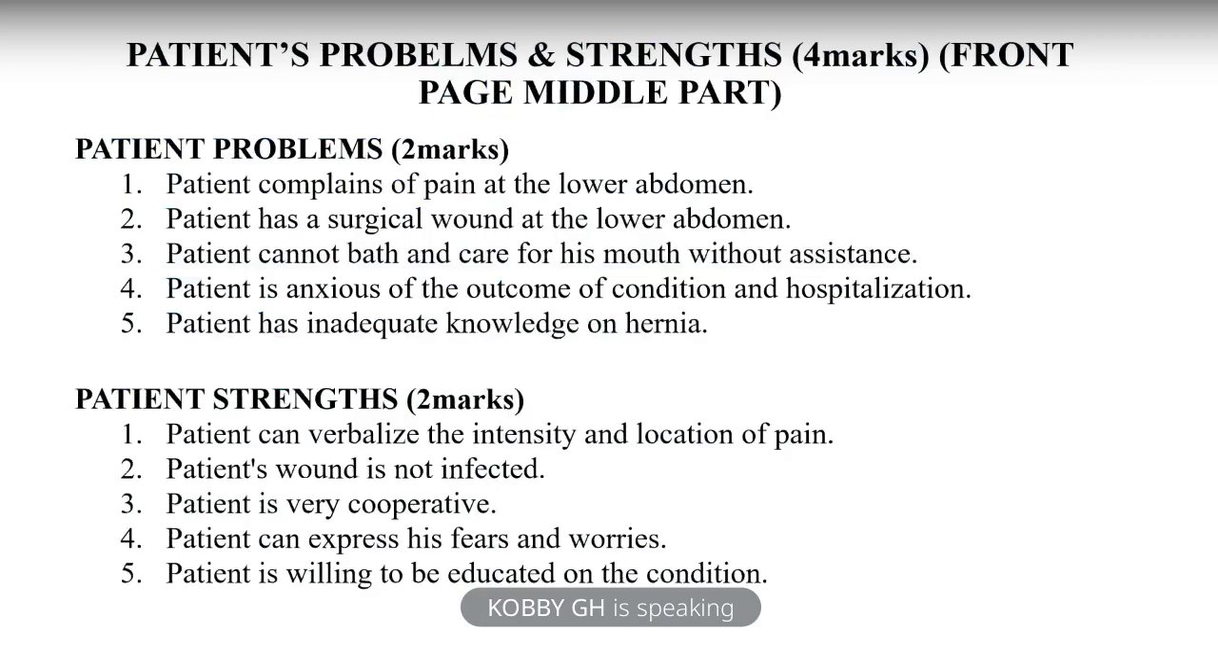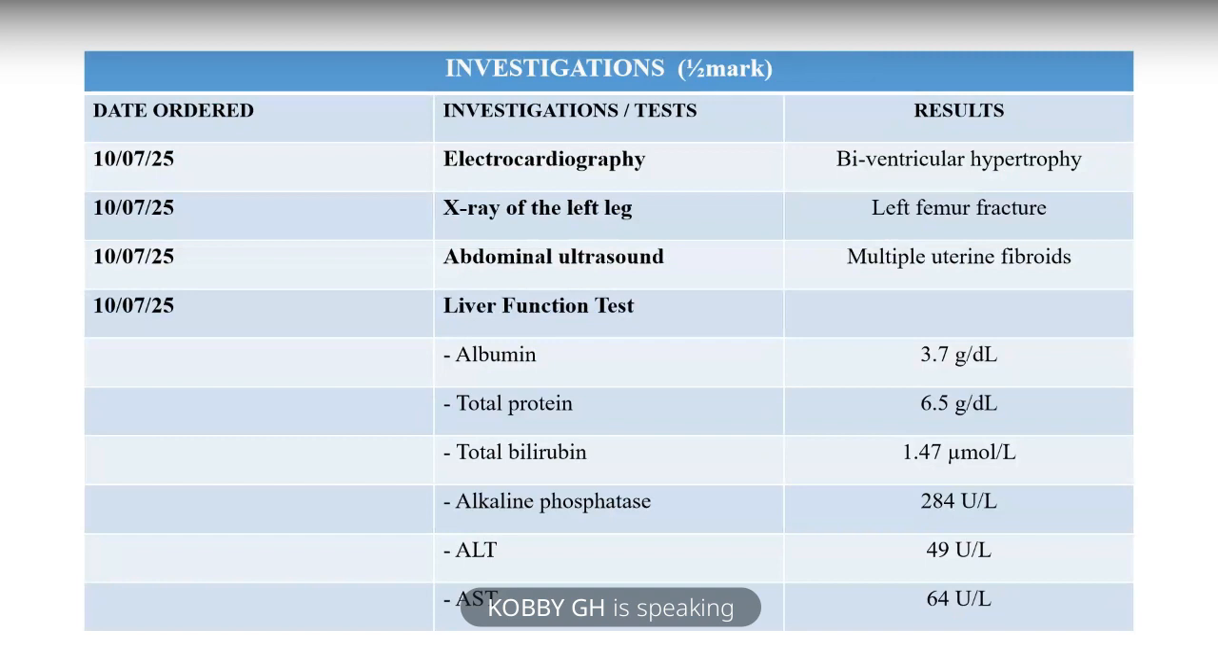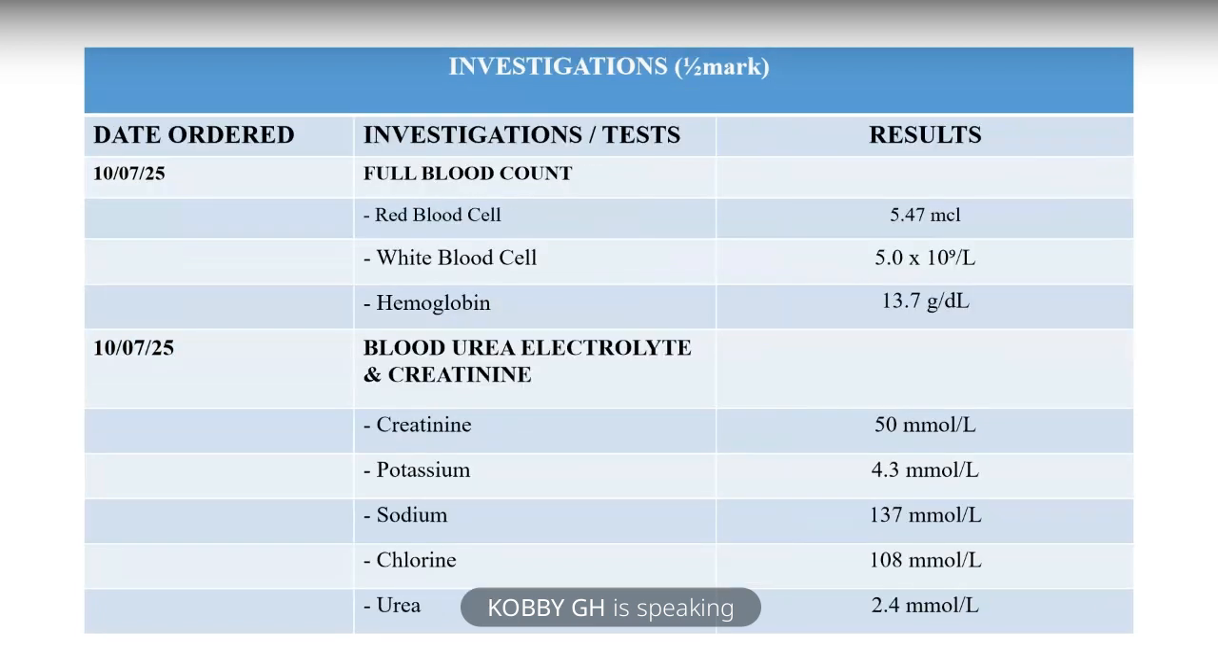You see X-ray of the left leg. Then the results section, you write left femur fracture. The same diagnosis, because it's the X-ray the doctors will use to make the diagnosis. Is that okay? Then your other labs, like the full blood count. Under the full blood count, you write red blood cell, white blood cell, hemoglobin, and then platelets. You can add platelets to it. You get it? Then you write their corresponding results. If you're able to write the X-ray and the full blood count, it's okay.